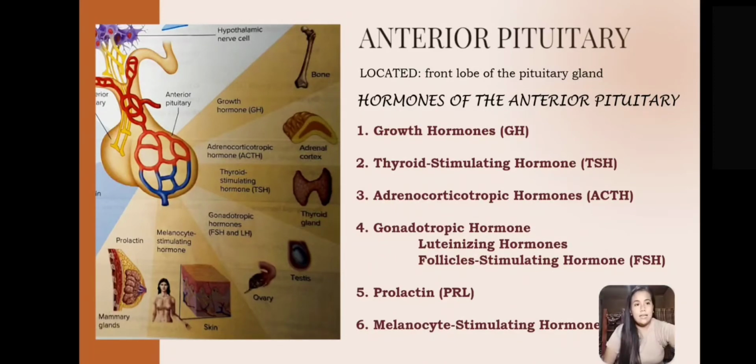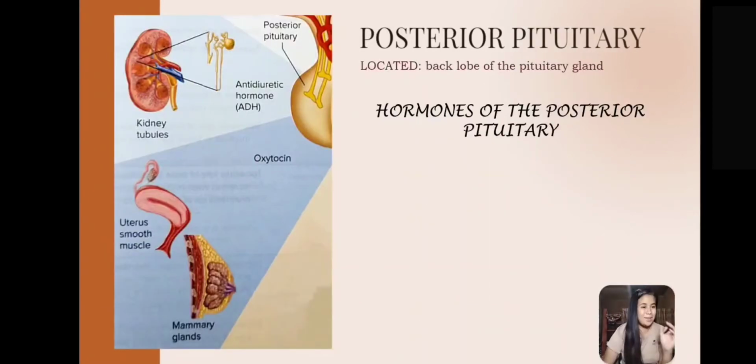And the next is our posterior pituitary. Our posterior pituitary is located at the back lobe of the pituitary gland. So what are the hormones of the posterior pituitary? Number 1 is oxytocin. Oxytocin is released in significant amounts during childbirth and in nursing women. The oxytocin causes contraction of the smooth muscle during labor, during sexual relations, and during breastfeeding.